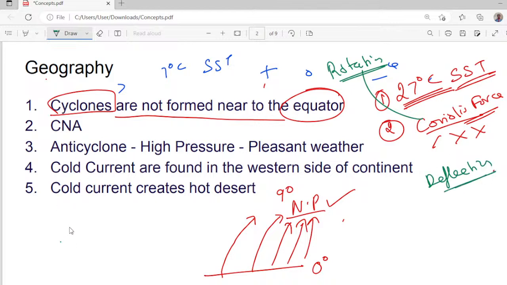Helps in deflection of the wind. Okay, so what we know from this one line is that Coriolis forces are not formed at the equator. Why is it not formed? Because Coriolis forces are not there at the equator. What is Coriolis force? It is nothing but a force created by the rotation of the earth.